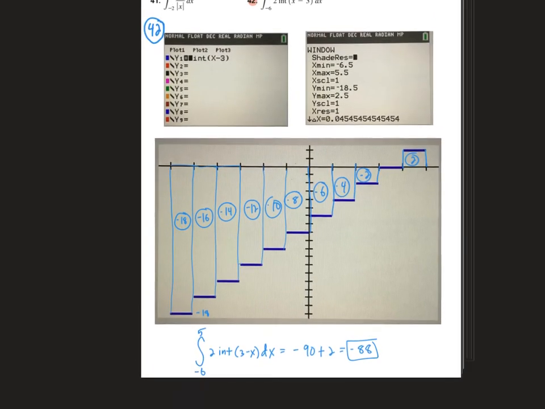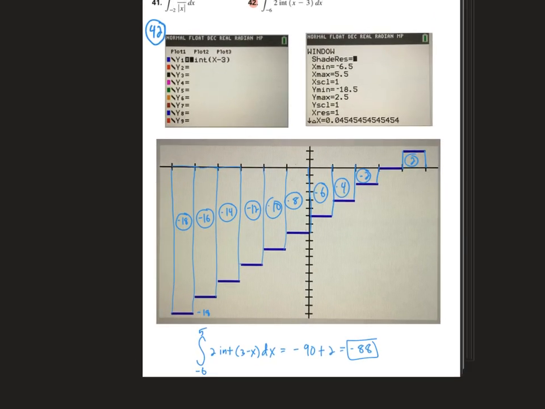All right, and that's it. They just wanted you to see, I think the main thing, that discontinuity doesn't matter. You're just finding all this area. They also just wanted you to see that area below the x-axis is negative, and so it'll cancel out with any area that's above the x-axis. Okay, and then just getting all that area.